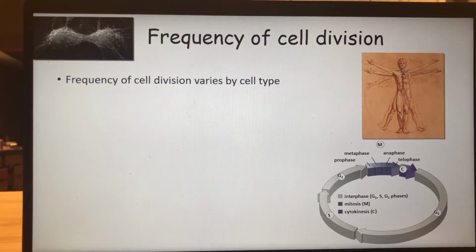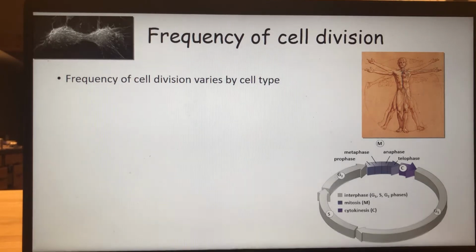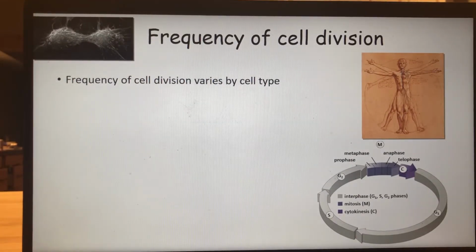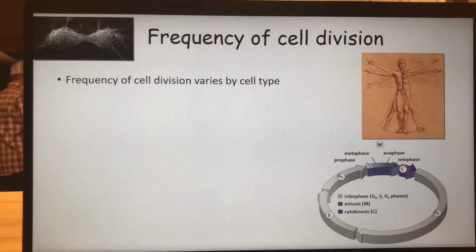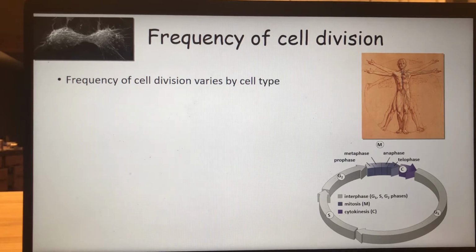Okay, we're going to go over frequency of cell division. There's going to be a lot of noise all the time. I apologize in advance. So, frequency of cell division.